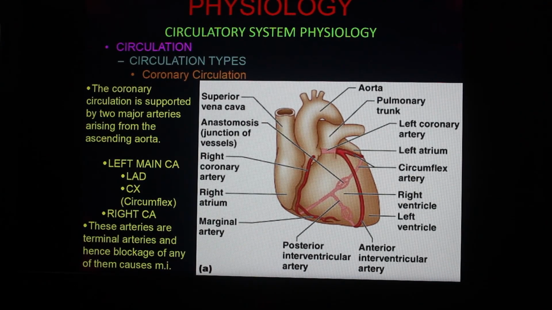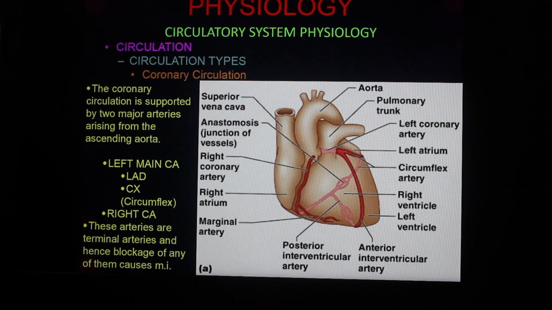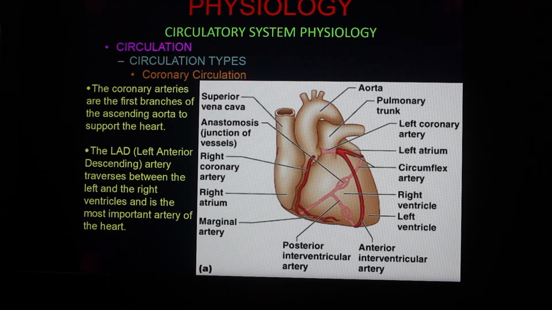These arteries are terminal arteries. They don't divide into too many arteries to form anastomosis with each other. They get into the muscle of the heart, and each supplies a certain area of the muscular system of the heart. Therefore, if any of them is blocked, the inevitable end will be myocardial infarction. So the coronary arteries are the first branches of the ascending aorta to support the heart.